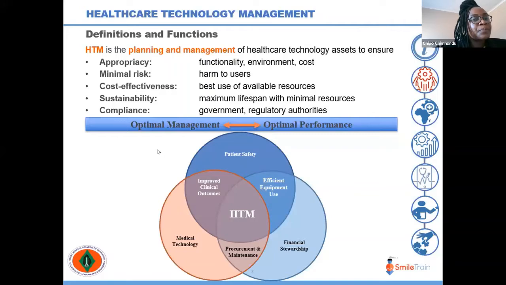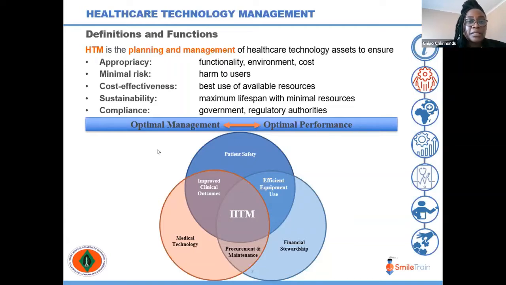Sustainability, we are talking about making sure that the healthcare technology we are using has a maximum lifespan, using minimal resources. This is very important. Sometimes we tend to invest in equipment, either through donations or direct purchases, that has a short lifespan, and we try to stretch that lifespan by making unrealistic financial supportive measures. So we need to, right from the beginning, make adequate assessments to make sure that our lifespan will be maximized, but at the same time, we're using as few resources as possible to achieve that.